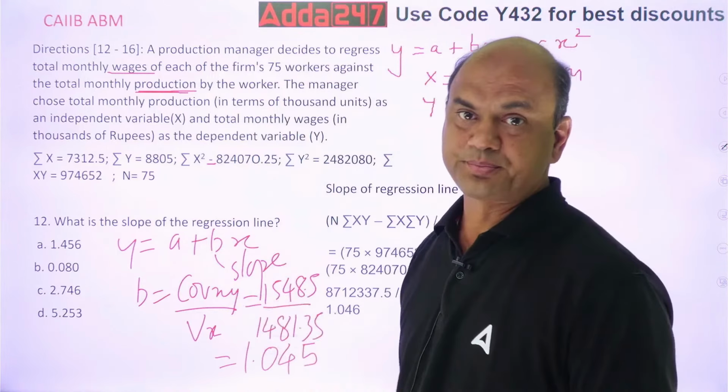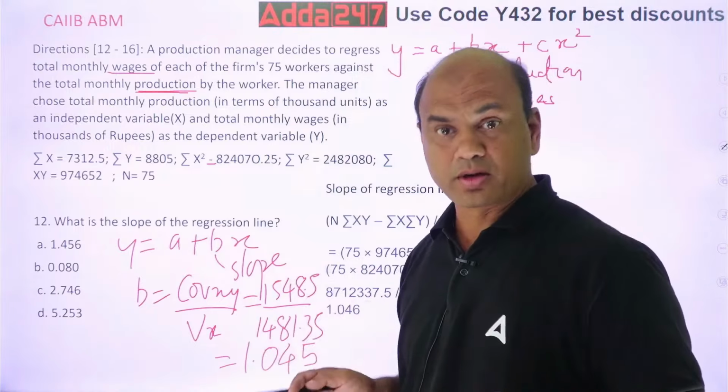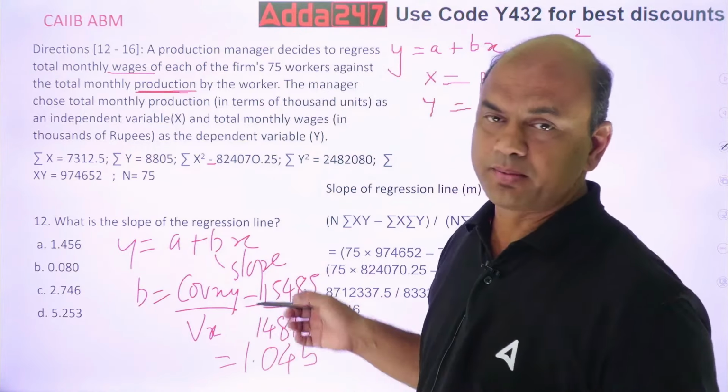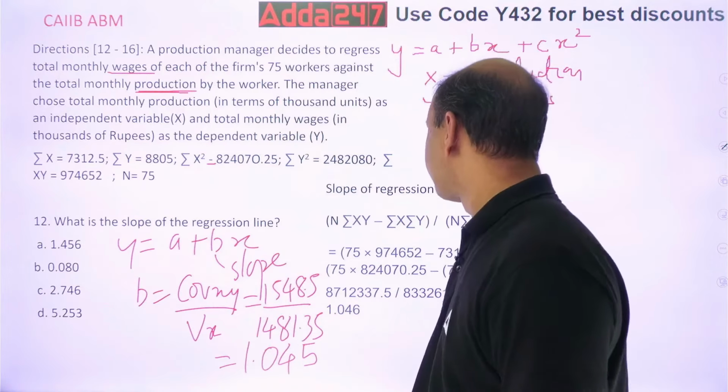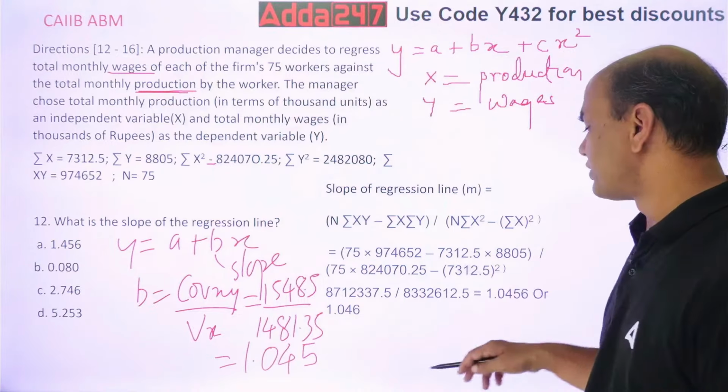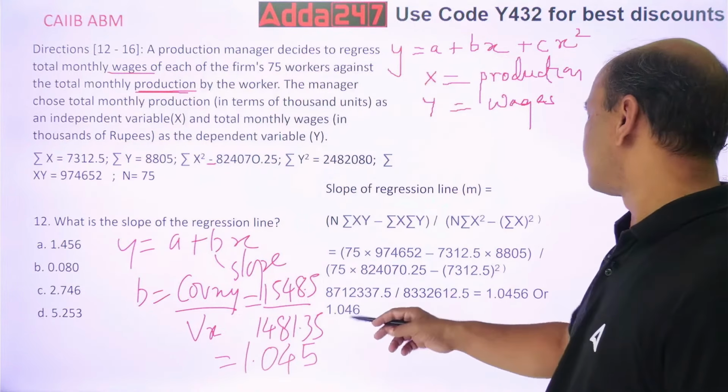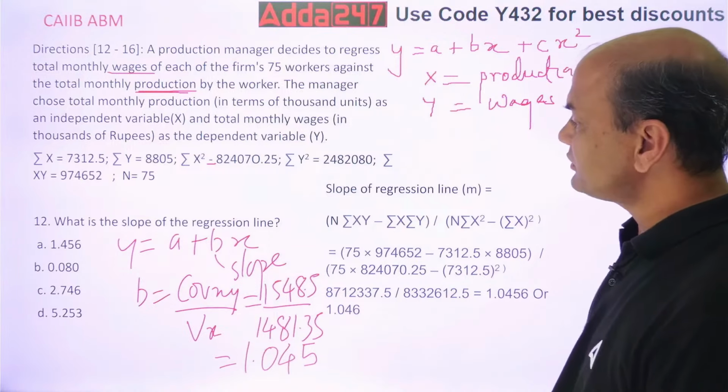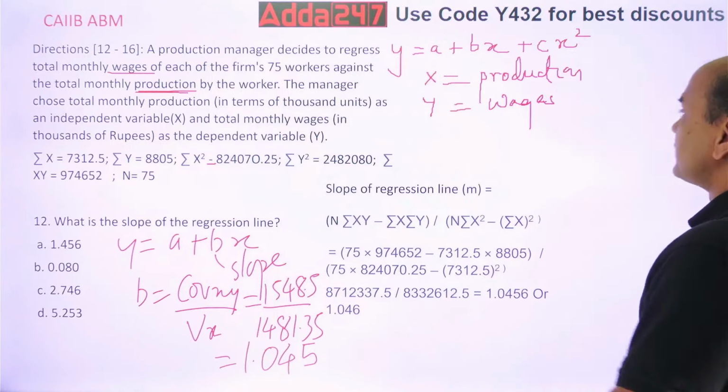This is B. B is an important term because you require A and B many times. I have got 1.045, 1.046, it's okay. Got it, everyone? First one done. Now the next one.